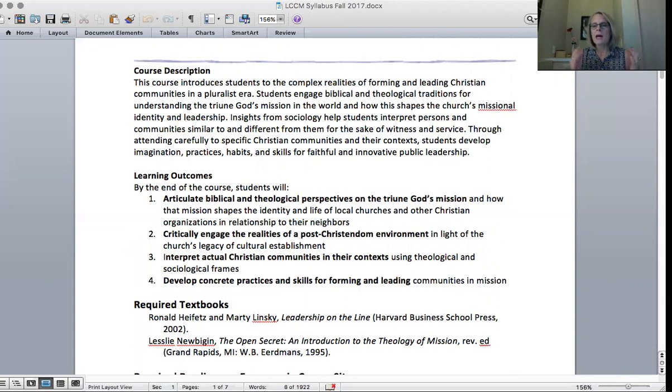We're going to look at various angles around this issue. We're going to look at biblical and theological traditions, especially as we understand the triune God's mission in the world, and how that helps shape us as Christian communities to think of our identity missionally, and how that then informs our leadership.